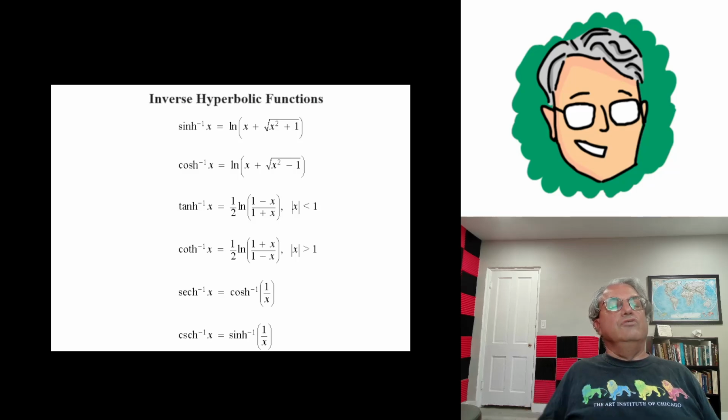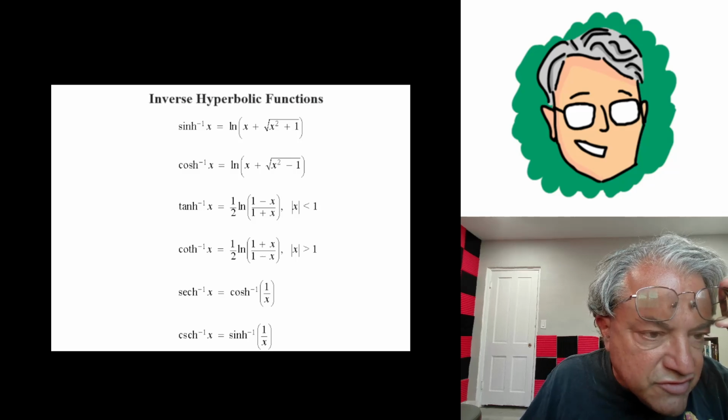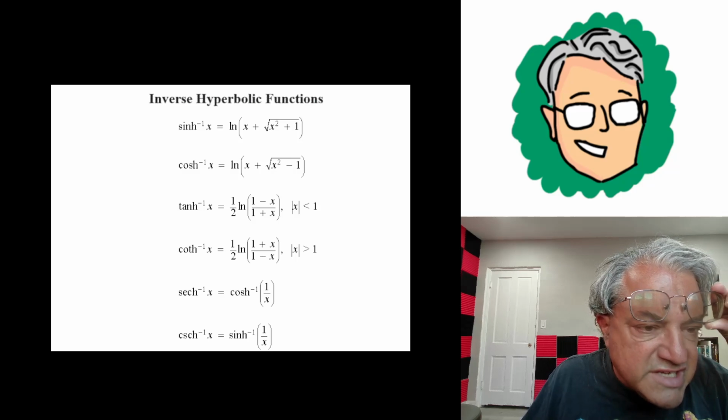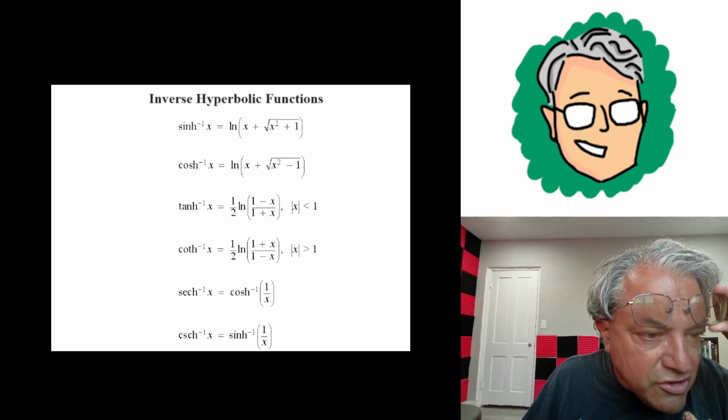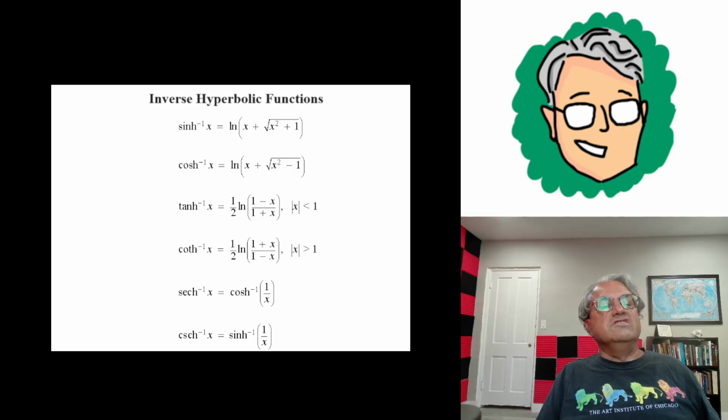And you have to be a little careful with these because the inverse hyperbolic tangent and inverse hyperbolic cotangent are only defined in certain cases. The inverse hyperbolic tangent is only defined when the absolute value of x is less than 1, and the inverse hyperbolic cotangent is only defined when the absolute value of x is greater than 1. Otherwise, all the other four are defined for all x. So anyway, those are the formulas for the inverse hyperbolic functions.